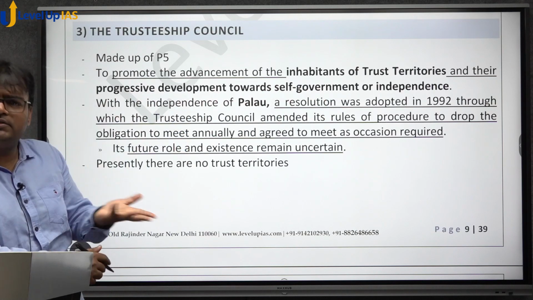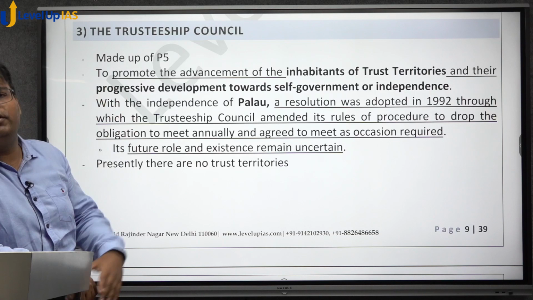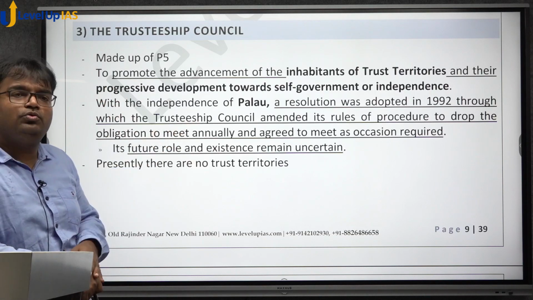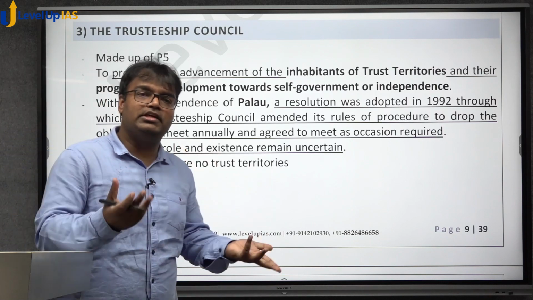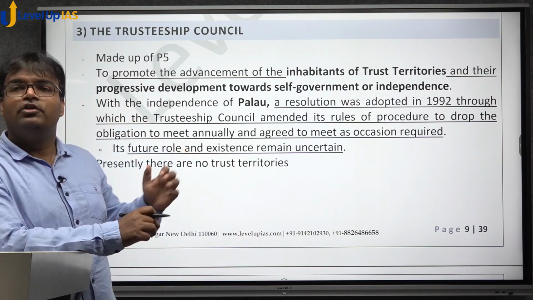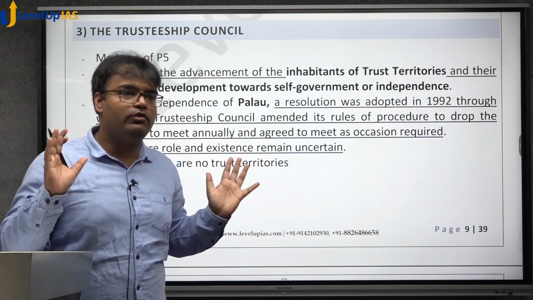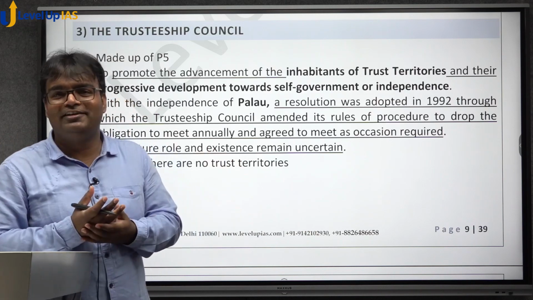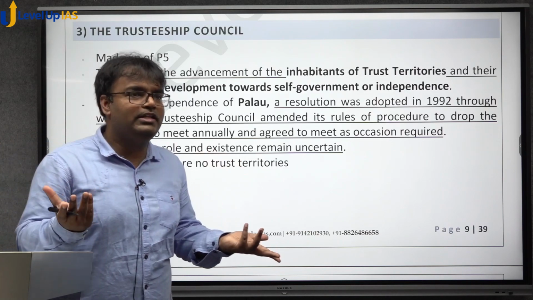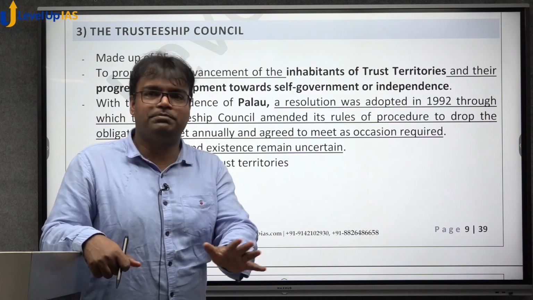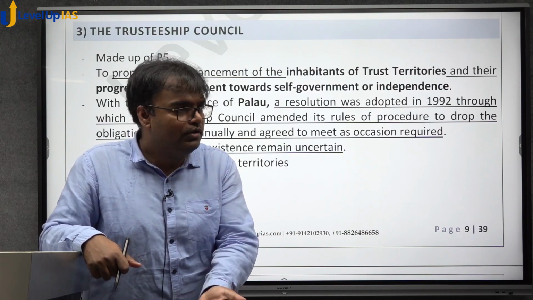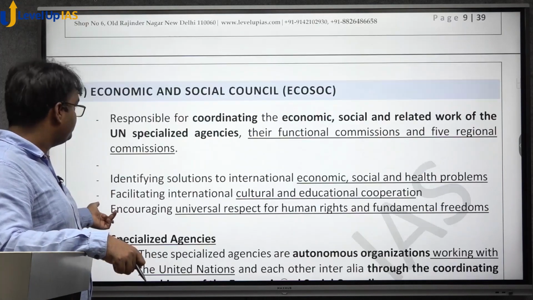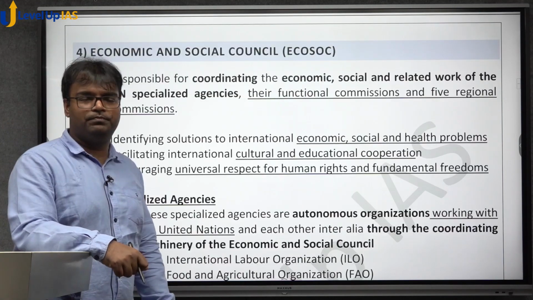The P5 members, the most powerful countries, were part of this Trusteeship Council. But in 1992, Palau was the last trust territory that this council had, which became independent, which was able to form its government. So after that, it doesn't have any territory to look after. So in that way, Trusteeship Council has become dysfunctional. Do you understand this? Trusteeship Council? Okay. Now let's go to Economic and Social Council.